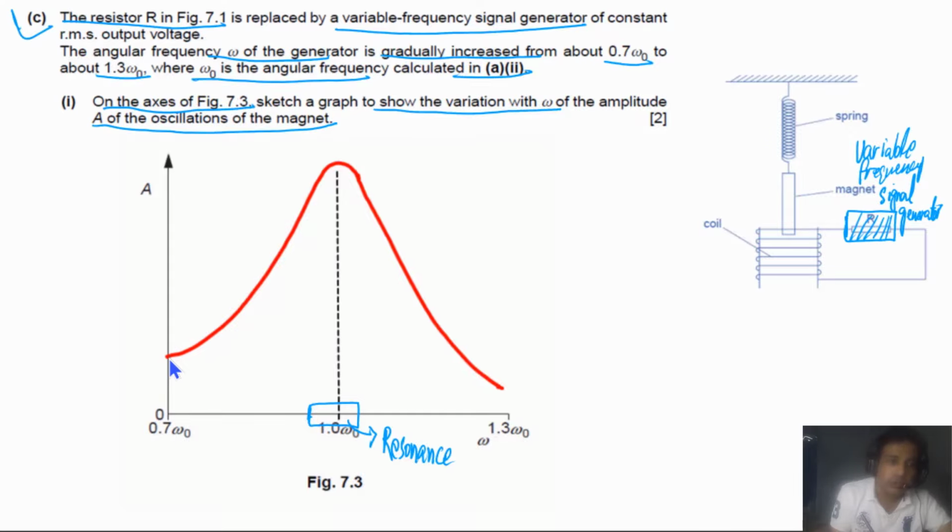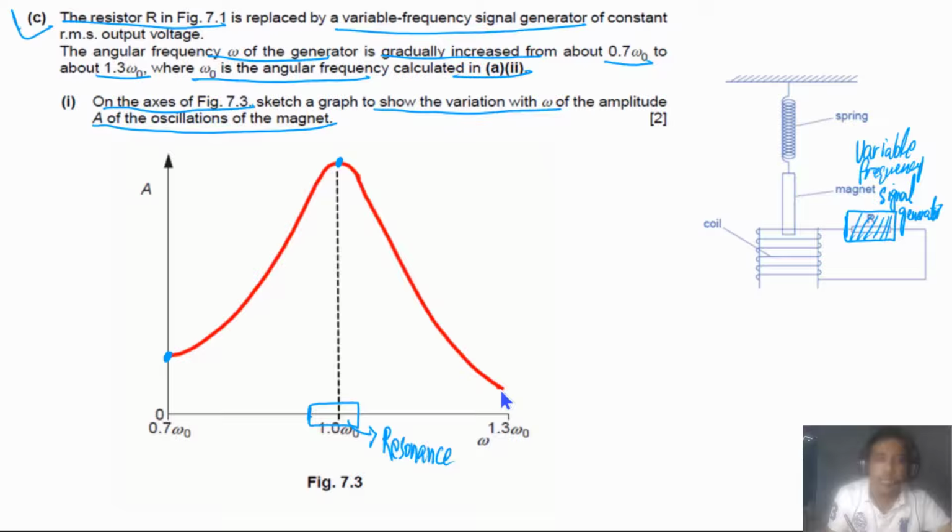This is the initial amplitude of the magnet. As we increase the frequency of the variable signal generator, and its frequency gets closer to the natural frequency of the oscillating magnet, you can see the amplitude is increasing. Here the natural frequency of the oscillating magnet is equal to the frequency of the magnetic field induced in this coil, so resonance takes place at this point. If we increase the frequency more, the amplitude will not increase; it will start decreasing.